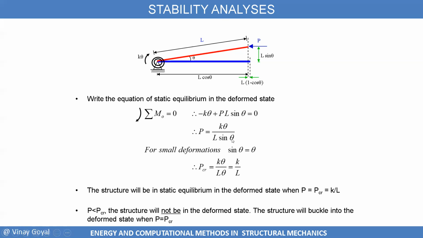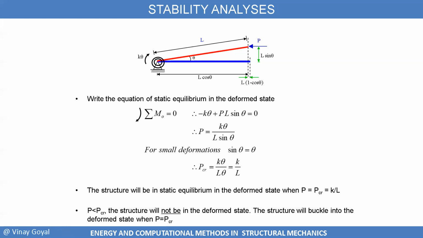For small deformations, sine theta is close to theta. So if I do that, then I get simply that P critical equals K over L. That's very interesting. We know that this structure is going to buckle at that value. The structure will be in static equilibrium in the deformed state when P equals P critical. When P equals P critical, we have buckling and static equilibrium has occurred in the deformed state, and that's P equals K over L.